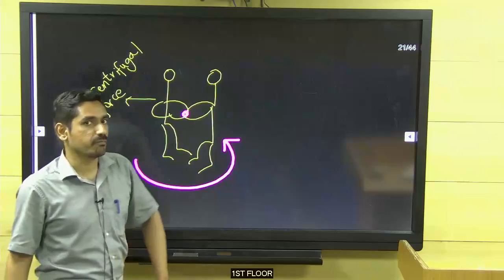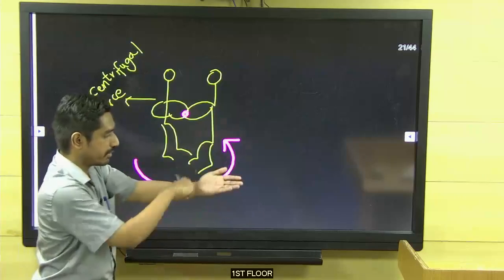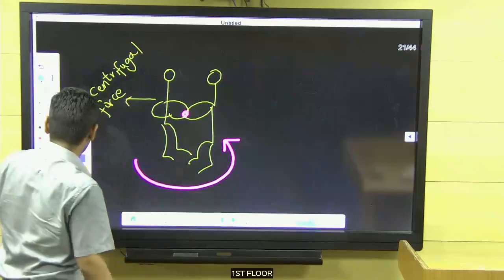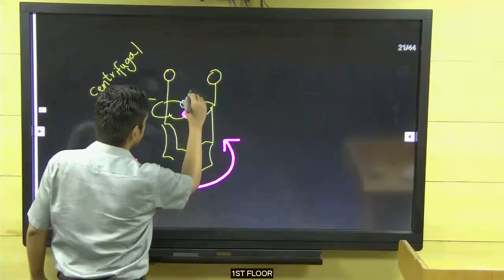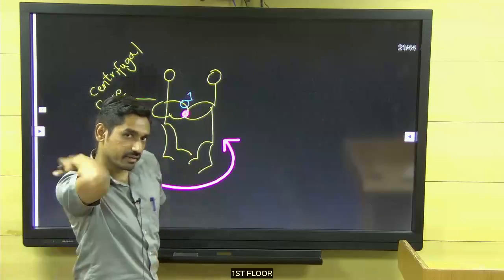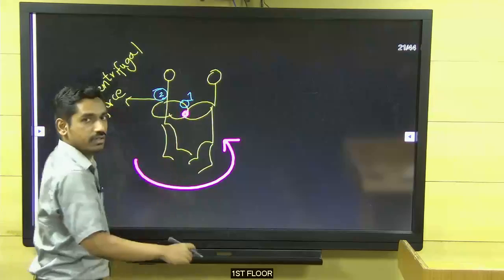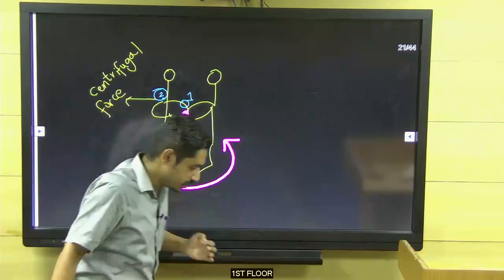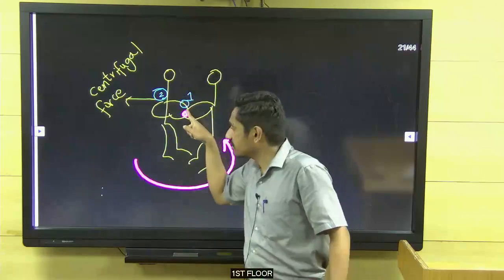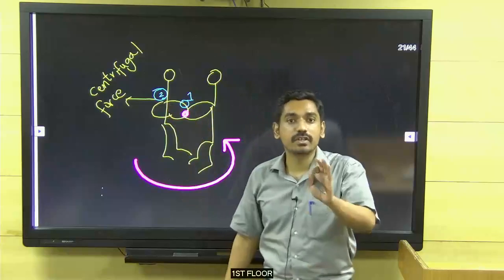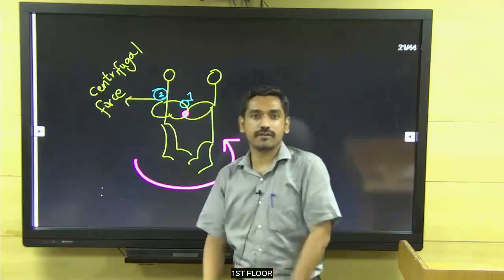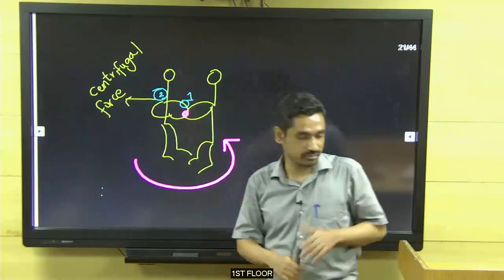I will take two parts of my body, my hand or maybe my palm, position 1. Second part, I'll take my backbone. Ringa ringa rose. Tell me, between my hand and my backbone, which will experience more outward centrifugal force? Hand or backbone? One or two?